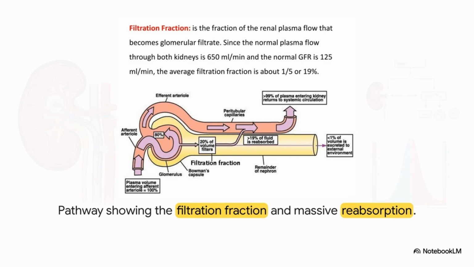Let's trace that circulatory pathway and round the numbers a bit to make it super intuitive. Out of the 100% of plasma entering the afferent arteriole, 80% just waves goodbye and continues straight into the efferent arteriole. The other 20% gets filtered into Bowman's capsule.